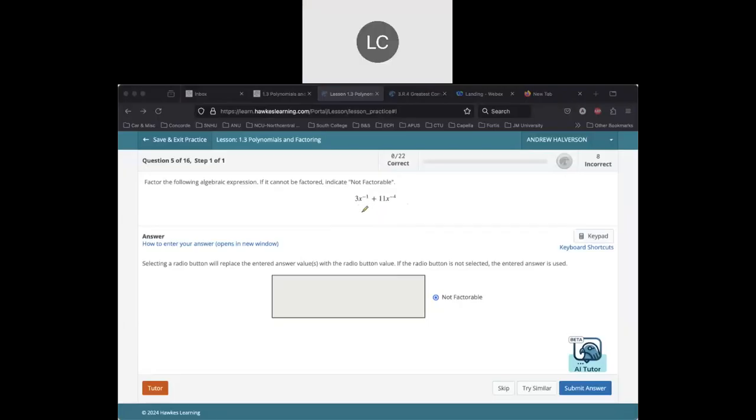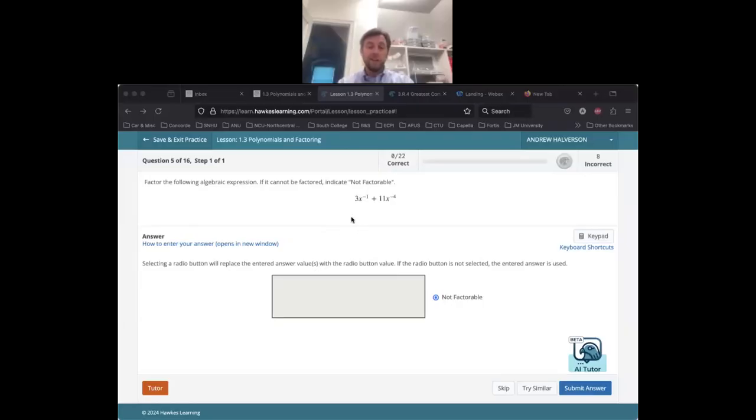That means we put everything under 1. 1 over 3x to the first power, positive, plus 11x to the fourth power, also positive. Because whenever you put things on the bottom, everything switches. I was almost there. Let's take the x to the -1 and pull it out. We can do that. I probably should have thought of that first. You actually can pull this out.